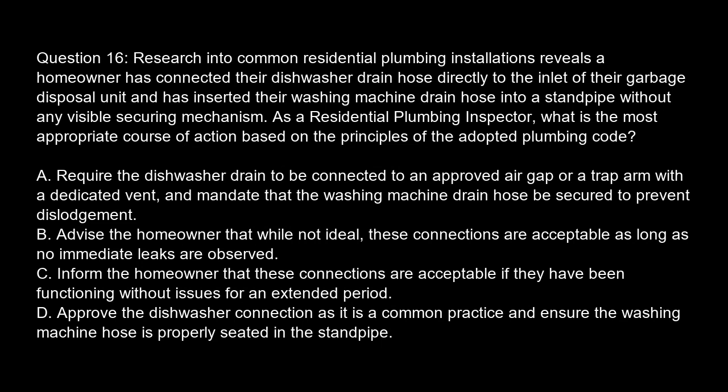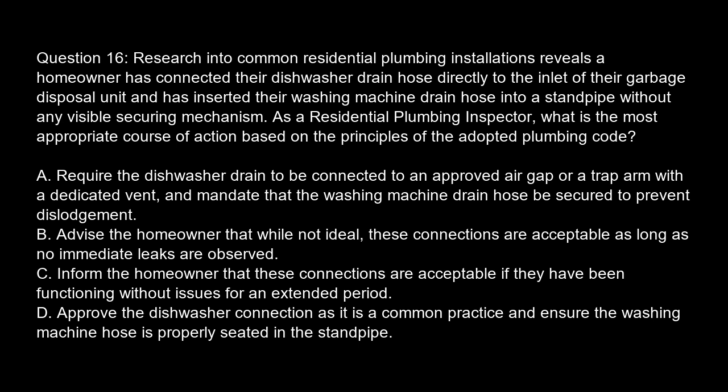Question 16. Research into common residential plumbing installations reveals a homeowner has connected their dishwasher drain hose directly to the inlet of their garbage disposal unit and has inserted their washing machine drain hose into a standpipe without any visible securing mechanism. As a residential plumbing inspector, what is the most appropriate course of action based on the principles of the adopted plumbing code? Option A. Require the dishwasher drain to be connected to an approved air gap or trap arm with a dedicated vent, and mandate that the washing machine drain hose be secured to prevent dislodgement.